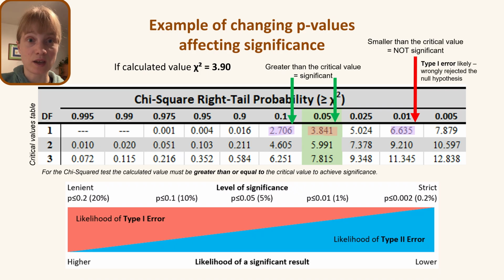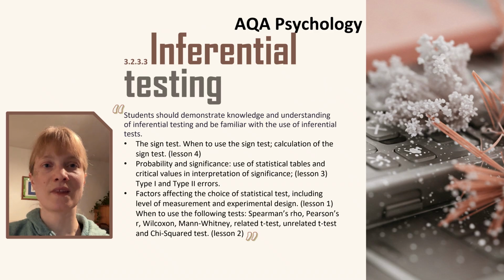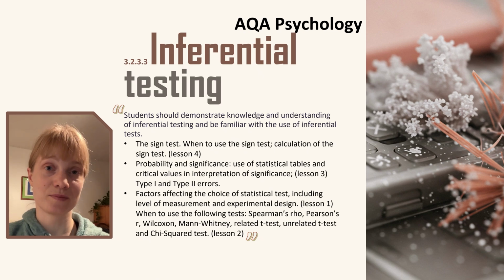But if the significance level were made more lenient, say p ≤ 0.1, the critical value would now be 2.706. So the result would become significant, suggesting a possible Type 2 error. The key takeaway is that results sitting very close to the critical value are more likely to be affected by sampling variation or chance. I hope this lesson helped you understand the difference between Type 1 and Type 2 errors and how to apply them to real data, or rather, the results from inferential tests.